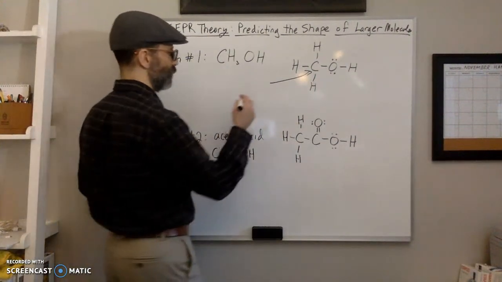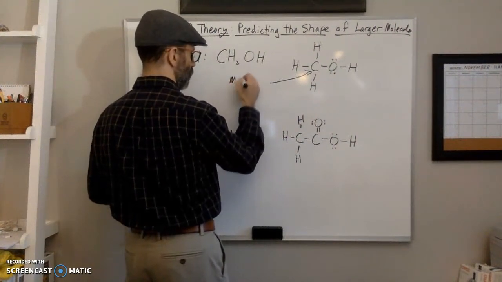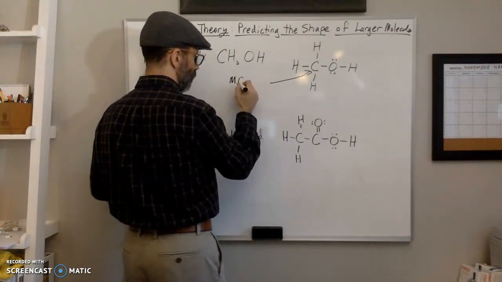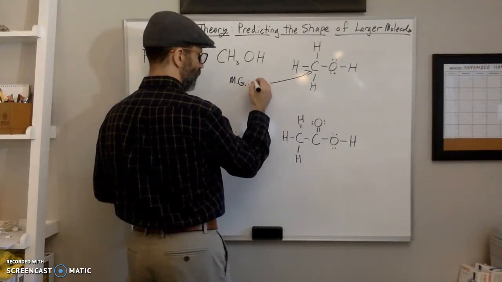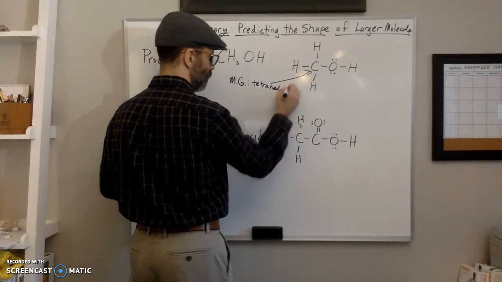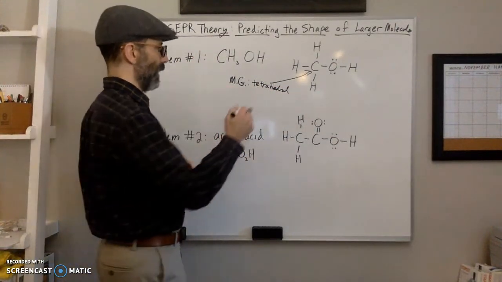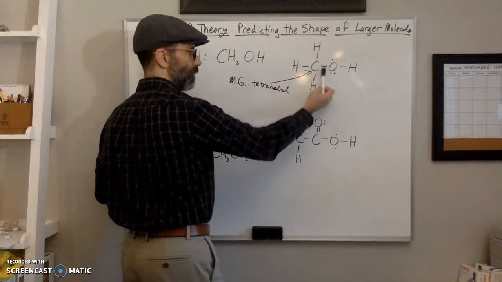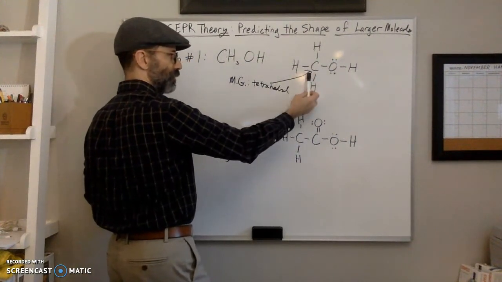So the molecular geometry for this carbon is tetrahedral. So that's the molecular geometry. The shape of the molecule around the carbon is tetrahedral.